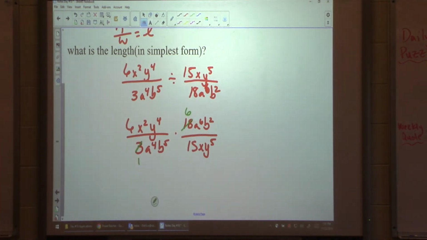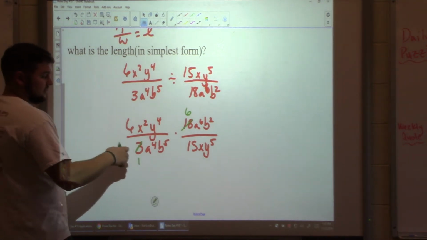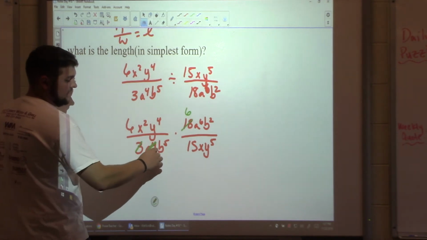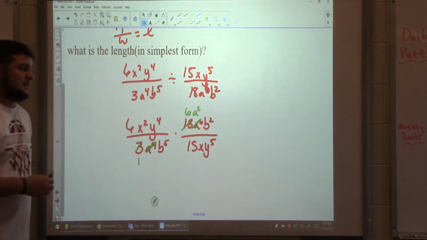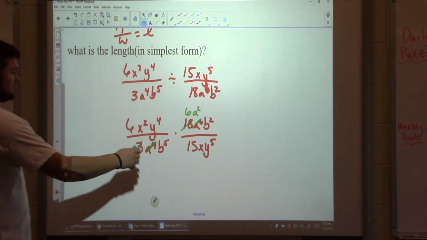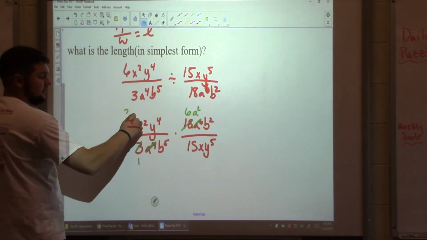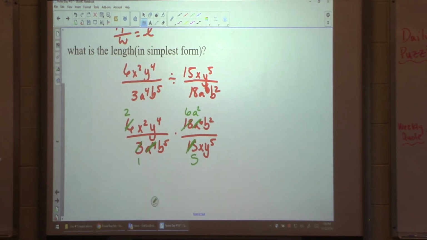Anything else? A to the 4th and A to the 6th. I can take A to the 4th out of there, and from A to the 6th I'm left with a squared. Okay? Anyone see anything else? What do you got, Natalie? 6 and 15. I can take a 3 out of both. 2, 5. Good.